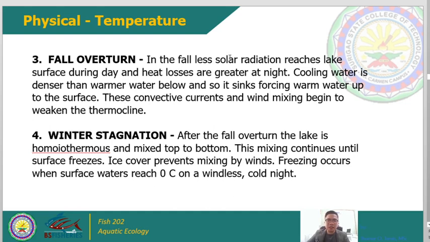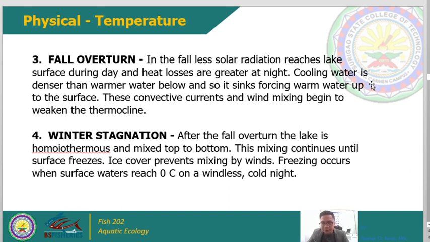Less solar radiation reaches the lake surface during the day, and heat losses are greater at night. Cooling water is denser than warm water below, so it sinks, forcing warm water up to the surface. This convective current and the wind mixing weaken the thermocline. So this is where the mixing occurs also. In the next slide I will be showing you how this cycle occurs throughout the year.